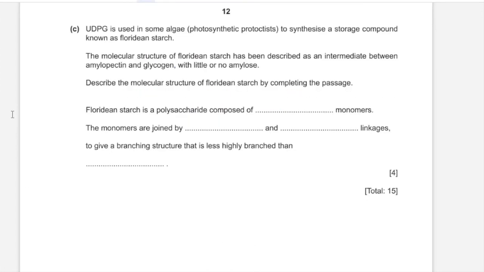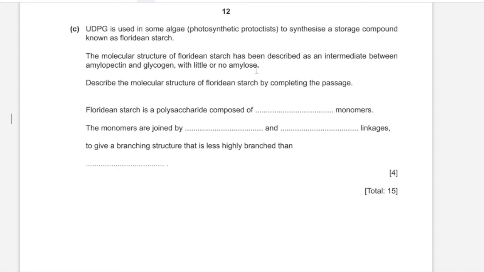CUDPG is used in some algae to synthesize a storage compound known as floridean starch. The molecular structure of floridean starch has been described as an intermediate between amylopectin and glycogen with little or no amylose. So amylopectin would be the part of starch which is branched, made of alpha glucose monomers with 1,4 and 1,6 glycosidic bonds, and glycogen would be the highly branched storage carbohydrate in animal cells.